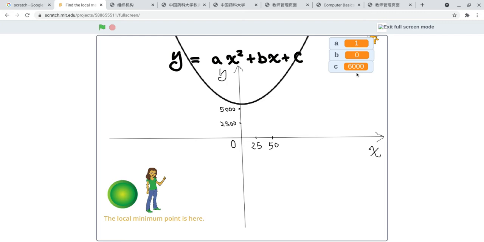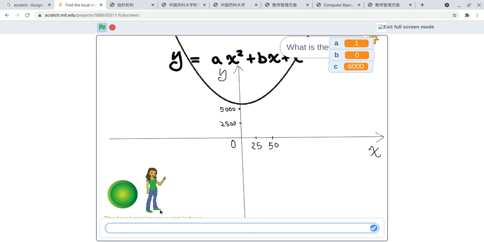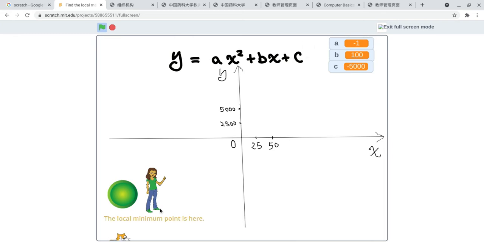Okay, let's try some other values. Say -1, 100, and -5,000. Now this time, because a is negative, it should face downward, and you see the symmetry is around here, right? And the maximum point is here. So I've done the part where the cat can draw the function graph for you, roughly.